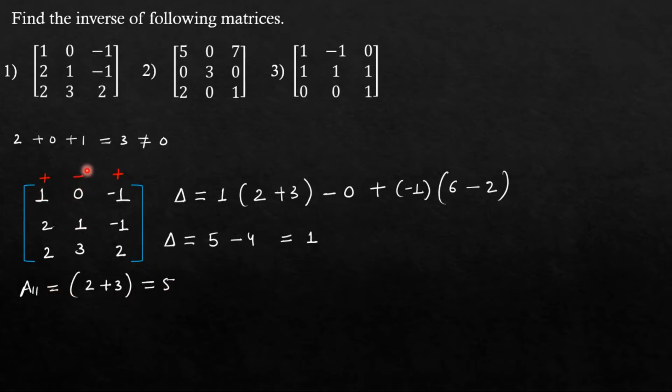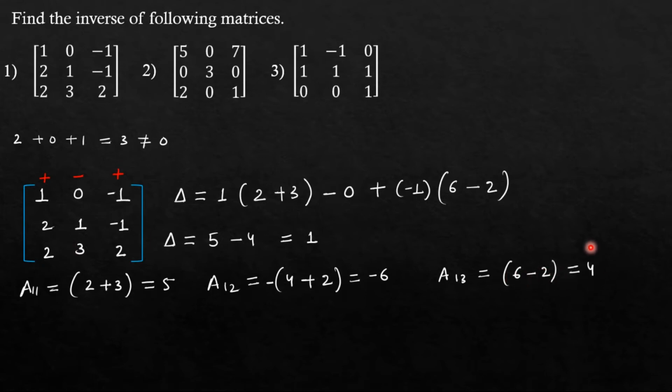Next, this element A12, I will neglect this column and this row. So 2 2s are 4. 4 and 2 into minus 1, minus 2, minus plus 2. Okay. With a minus sign, because plus minus plus. This is the cofactor of this element 0, which is equal to minus 6. Now A13, with a plus sign, I will neglect this row and this column. 2 3s are 6. 6 minus 2, which is equal to 4.